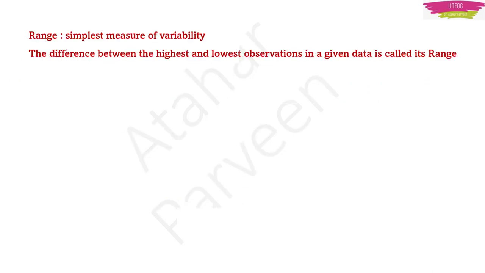So let us start with range. What is range? It is the simplest measure of variability. Actually, how we find it: we find it by taking the difference between the highest and lowest observations. That is only range.